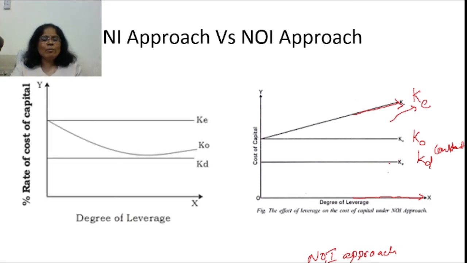What is the net income approach? We said KD and KE are constant and KD is less than KE, but KO is going to change. Right? So this is the net income approach and the net operating income approach. I hope I am clear with these two. Right? So this is the net income approach and this is the net operating income approach. Now let us continue with further theories.